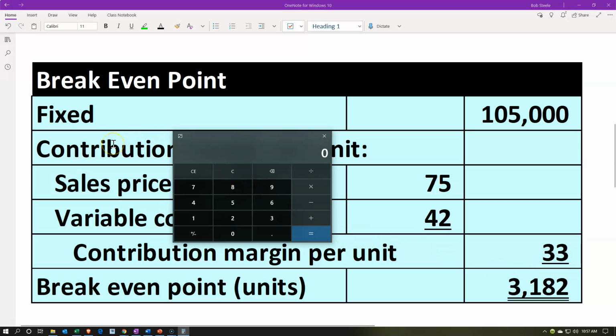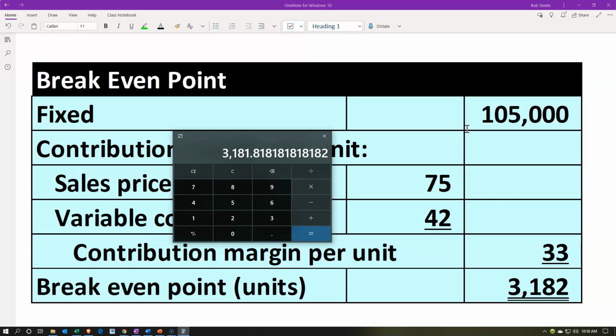So if we take the 105,000 and divide it by the 33, we have to sell about 3,181 of these items in order to break even, in order to get to that $105,000 to pay basically the rent on it.